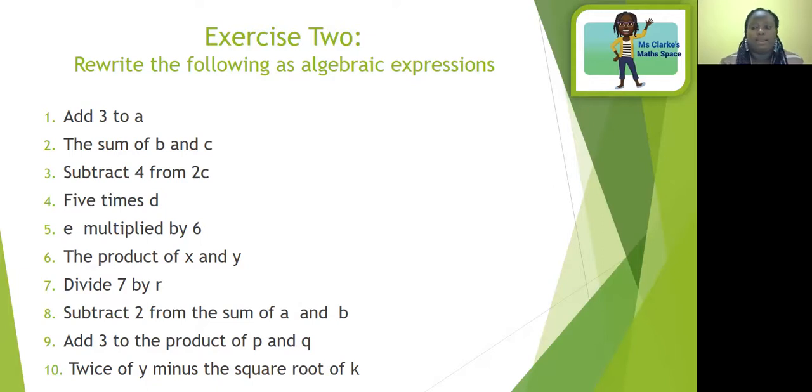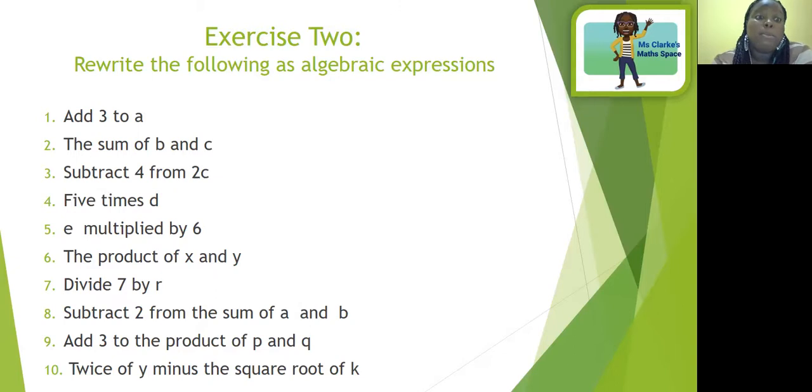And let's start back. This one, add 3 to A. So I'm going to go through it one by one. If you're adding 3 to A, what do you think that would be? You need to put a plus sign, so you'd probably put 3 plus A, and you get A plus 3 or 3 plus A. Just discussing it with you before I actually share the answers on the next slide.